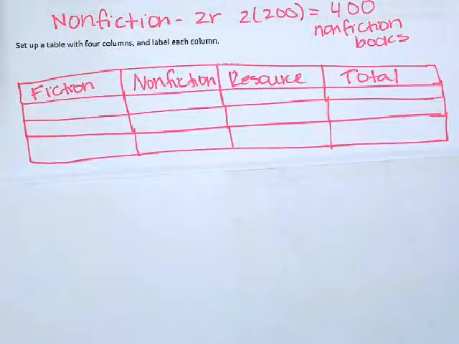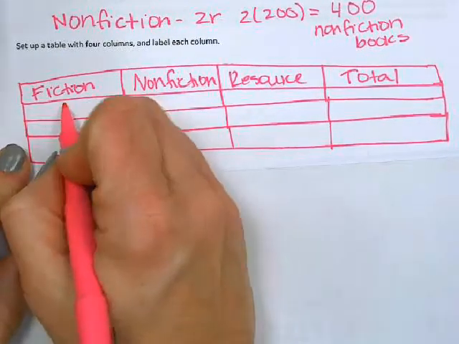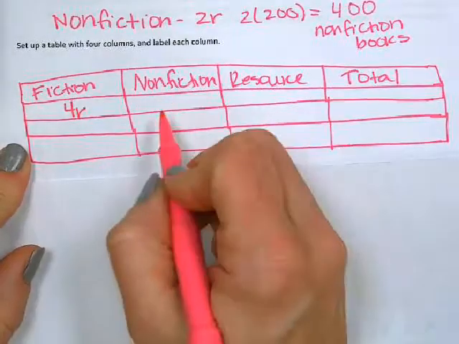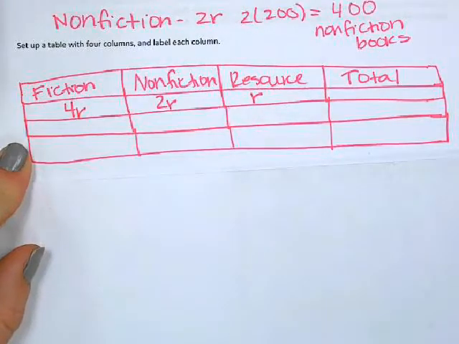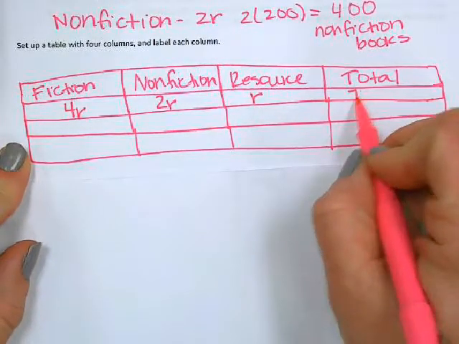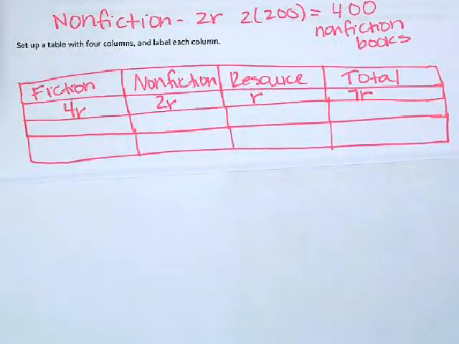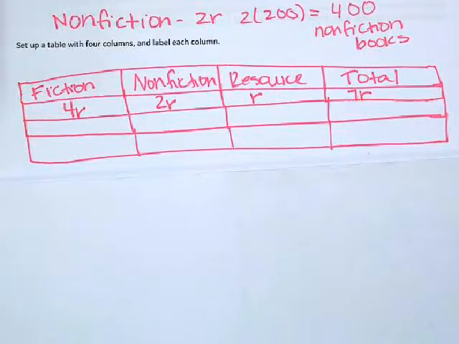So first we're just going to write in those equations that we found for each one. So our equation for fiction was 4R. Our nonfiction was 2R. R was resource. And then our total was that 7R. Okay, so we're just going to put those in there. So if we add a different amount of books, this equation gives us a way in this table to show how we can figure out how many books might be in the library. So let me explain what I mean.